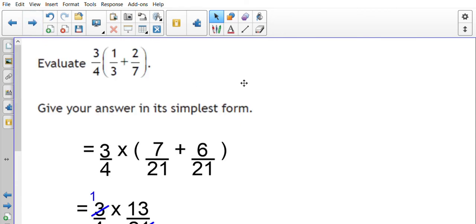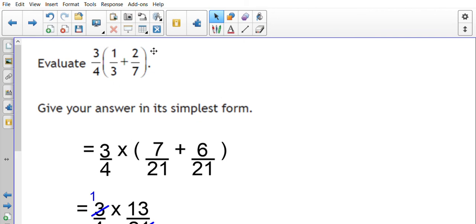Okay, very similar. You've got 3/4, and then inside your brackets you've got a third plus 2/7. So you'll see again, I've taken my first line of work in. I've reminded myself that if you've got a number, which a fraction is a number, and it's just right in front of a bracket, that's the same as multiplying. Okay, so I've inserted my multiplication sign.